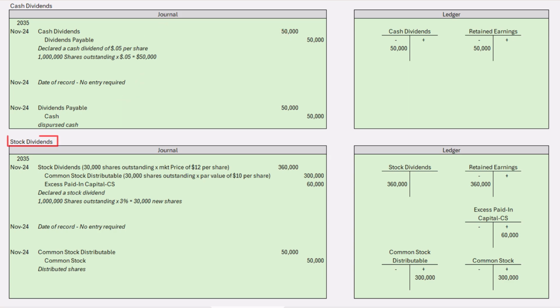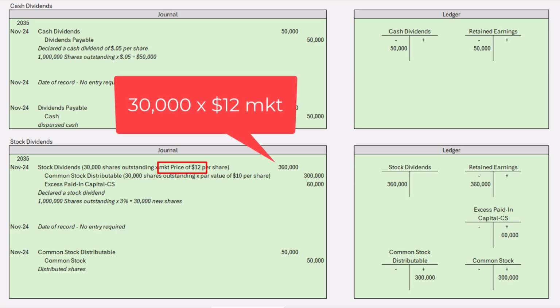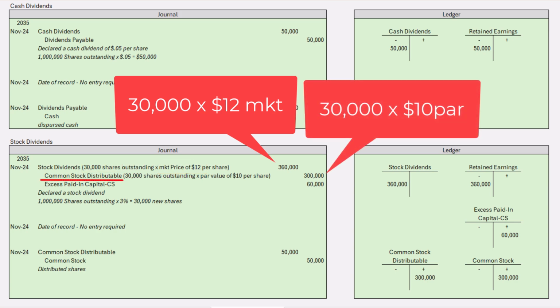Now let's look at a stock dividend. We're going to debit stock dividends, which ultimately will be moved to be a debit in retained earnings. But instead of crediting cash or dividends payable, we're not going to be paying cash. We're going to be giving stock. So let's assume this is a small stock dividend. We will debit stock dividends for the number of shares that we're going to give times the market price at the moment. We're going to credit stock dividends distributable.